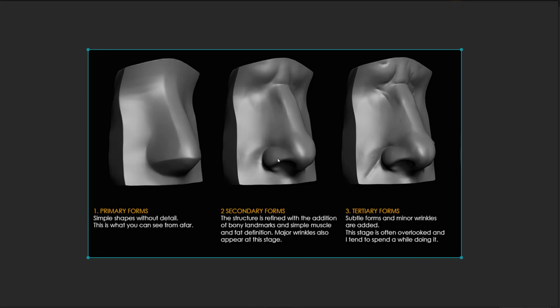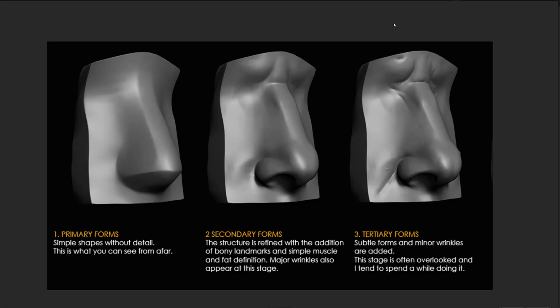And then tertiary forms are also sort of like details, oftentimes, when it comes to head sculpting, stuff like skin pores. We're not going to really focus too much on tertiary forms. Well, we won't focus on it at all here, because I think that the key to a good sculpture is really in the primary and secondary forms. Primary, again, being the most important.